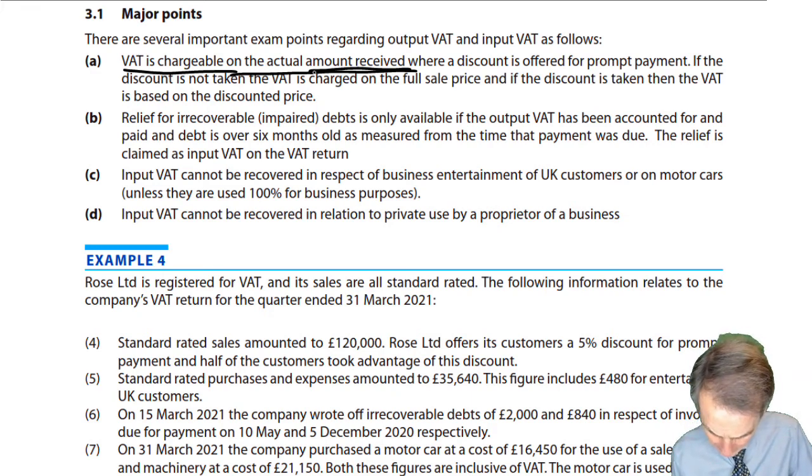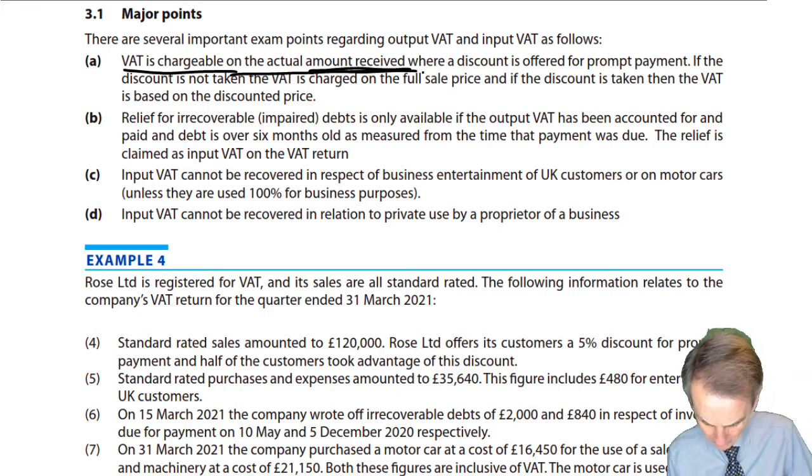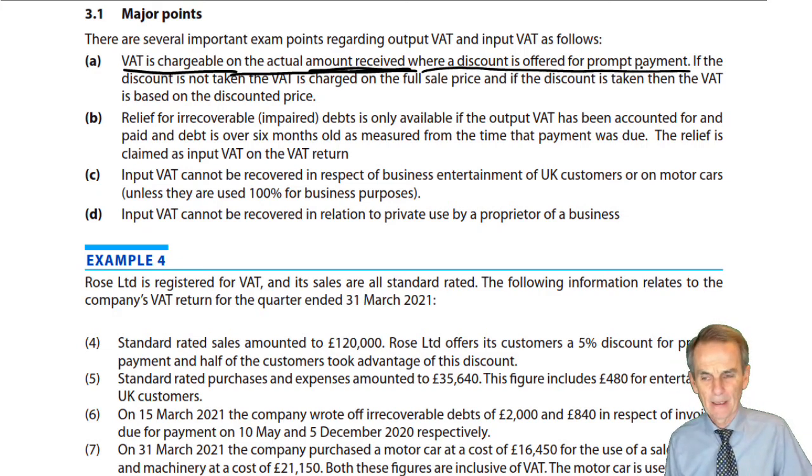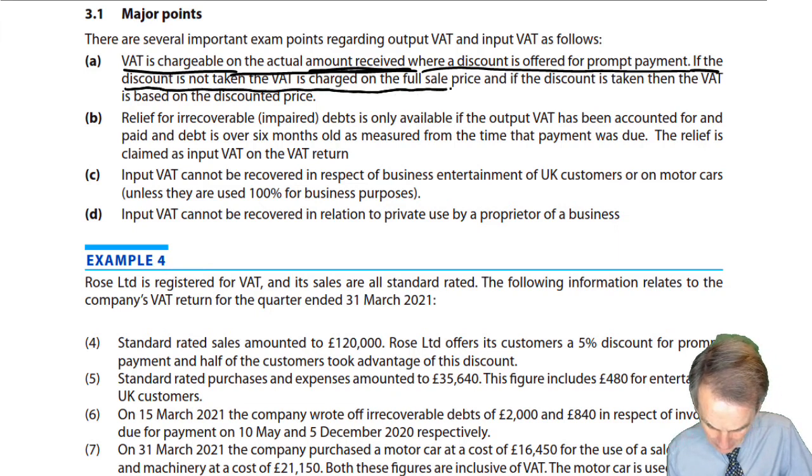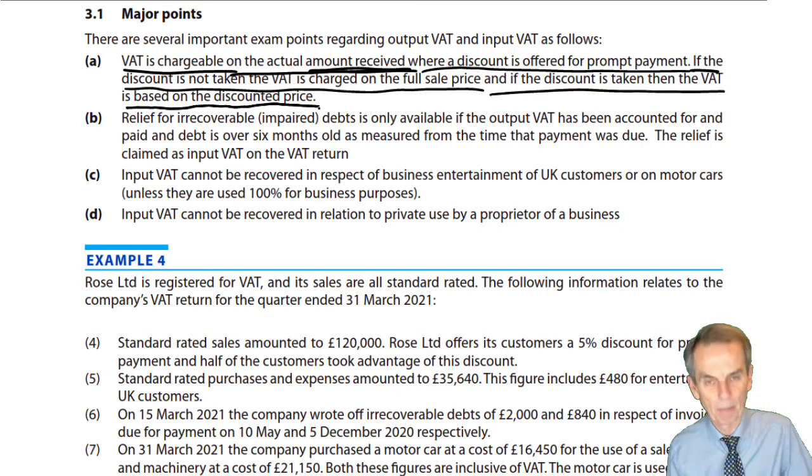So the important point here is that it's on the actual amount received. This is going to be an issue where, as we've said, a discount is offered for prompt payment. If we've simply got a trade discount that is offered to a certain type of customer, that is already accounted for within the price that we invoice that customer for. We're talking here about prompt payment discounts. If the discount is not taken, the VAT is charged on the full selling price, and if the discount is taken, then the VAT is based on the discounted price.